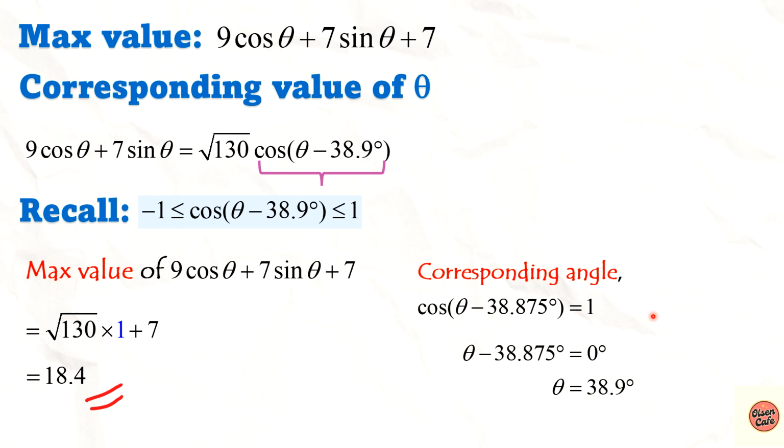To get cosine equal to 1, I know that the angle here has to be equal to 0 degrees. So from here, I will be able to solve for theta, which is the corresponding value of the angle. This will give us 38.9 degrees. So this is a standard way of finding the maximum value and the corresponding value of theta. Are you able to apply the same skill to find the minimum value of the expression and also the corresponding value of theta? Do leave your answer in the comment below, and let me know what you get.